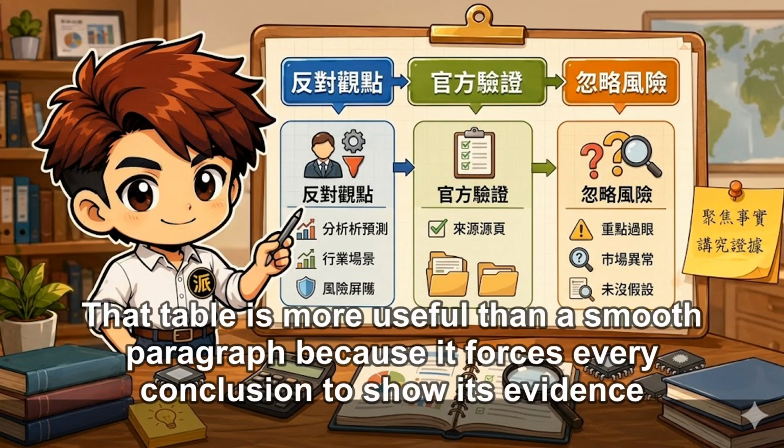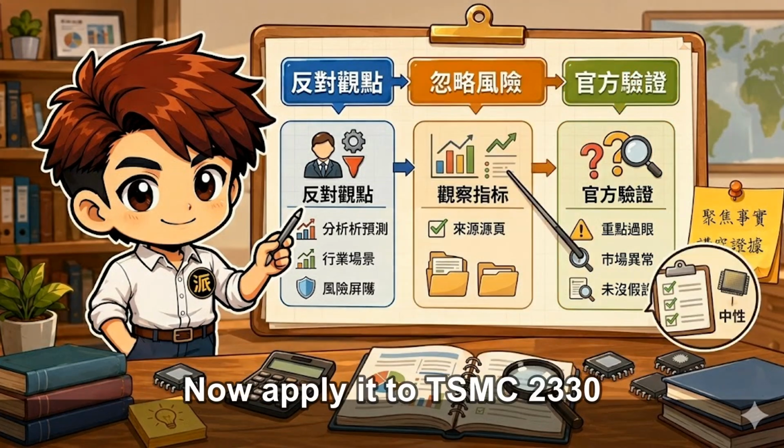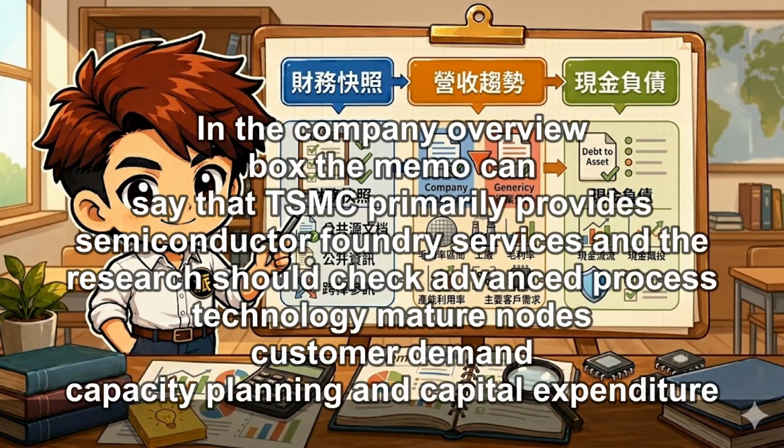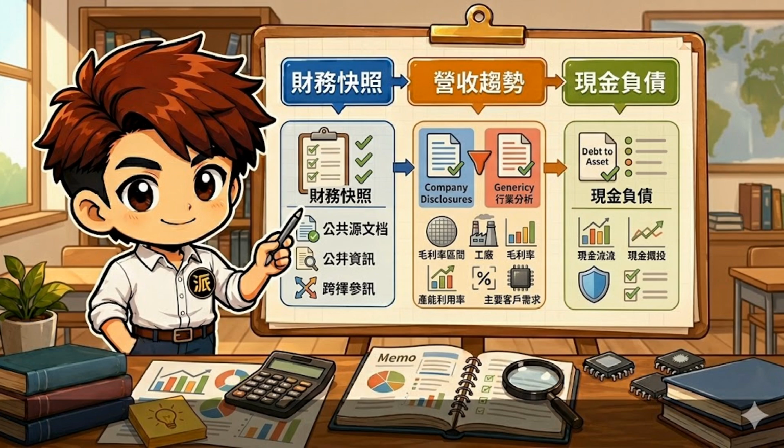The second prompt block is the source scope. You can write, the following materials come from investor relations, annual reports, quarterly reports, official exchange disclosures, and reputable supporting news. First, list what each source is useful for. If a claim only comes from news, ask AI to mark it as needing official confirmation.